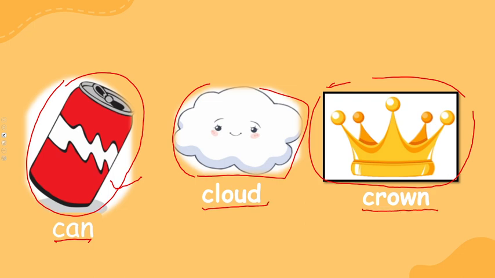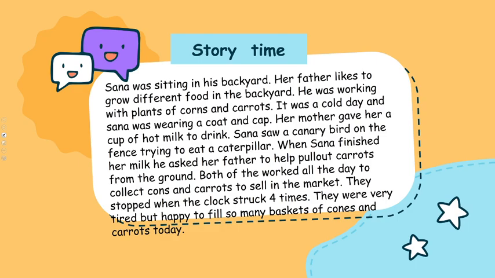Okay, now moving on, we have a poem that I'm going to read in front of you. Sana was sitting in his backyard. Her father likes to grow different food in the backyard. He was working with plants of corn and carrots. It was a cold day and Sana was wearing a coat and a cap. Her mother gave her a cup of hot milk to drink. Sana saw a canary bird on the fence trying to eat a caterpillar.